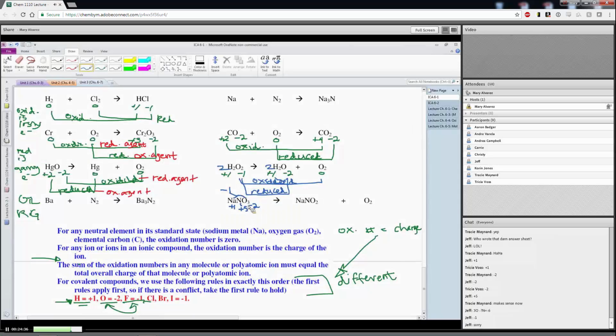Yes, Jeff, yeah, it's got -1. Okay, so let's do it on the right-hand side then. You guys tell me, in order, what is the oxidation number on the sodium, on the nitrogen, and on this oxygen? Oxidation number, comma, oxidation number, comma, oxidation number.